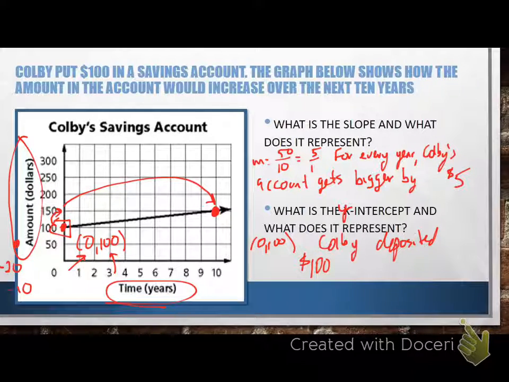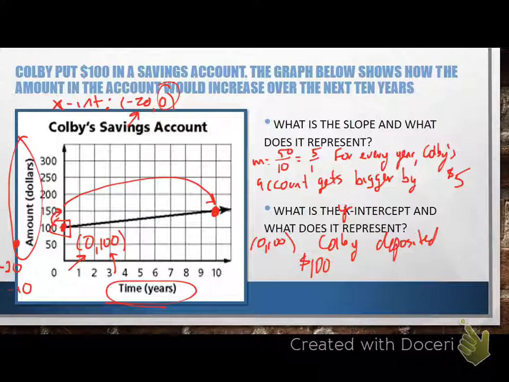So what that tells us is that the x-intercept is at negative 20 comma 0. The y-coordinate should be 0. That's what has to happen in order to sit on the x-axis. What does that mean? That means that at time negative 20, that means 20 years ago, right? The account had $0. That makes no sense. Unless we can travel back in time, that makes no sense. So the x-intercept doesn't make any sense here. That's why we don't want to talk about it.